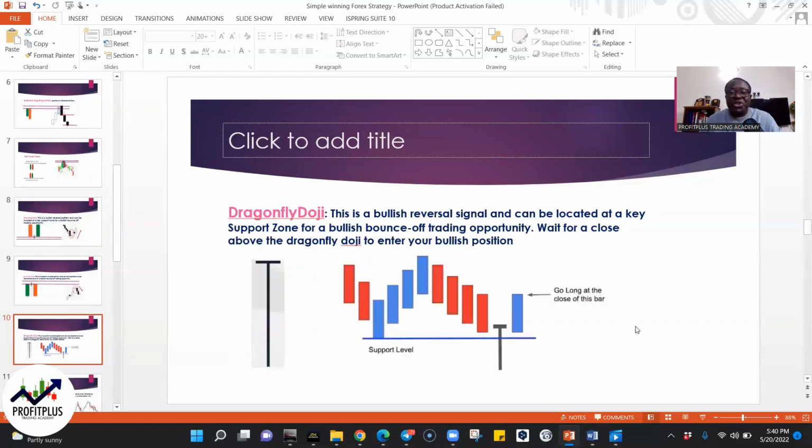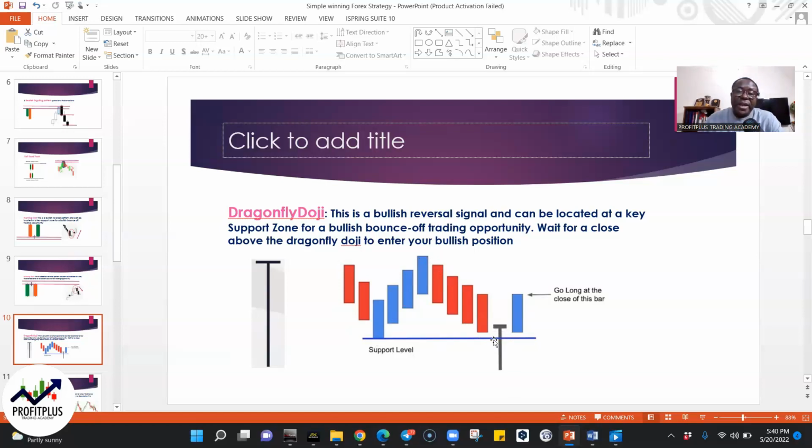In this case, it is a dragonfly doji. All right, a dragonfly doji is actually a bullish reversal signal. You locate it in a bear market, where the market is trending downwards. You can see here price is trending downwards. It hit this support level. Okay, this is the support area, and it pushed back, and then did a retest and gave you this signal.